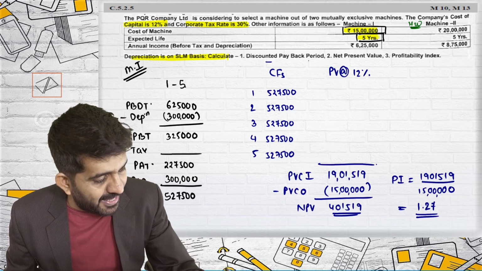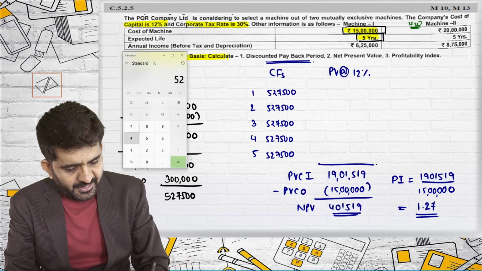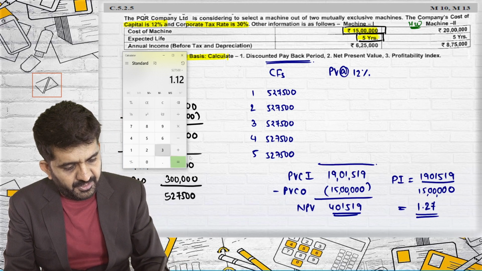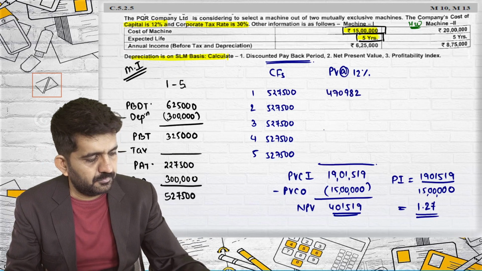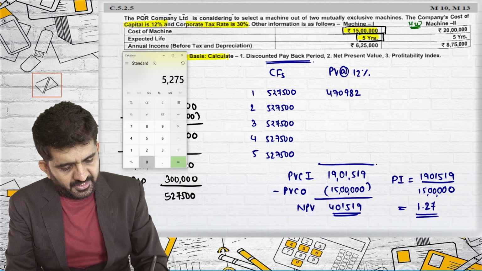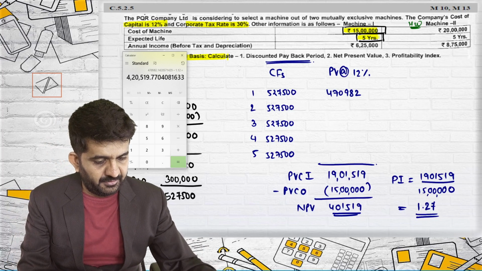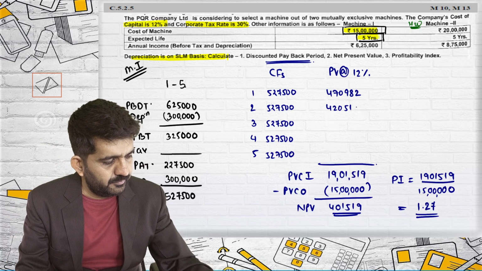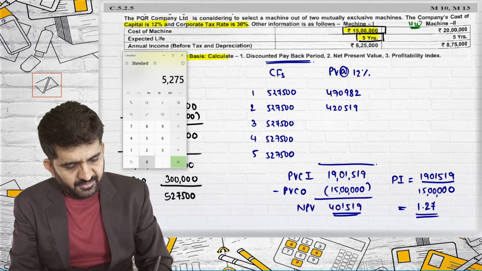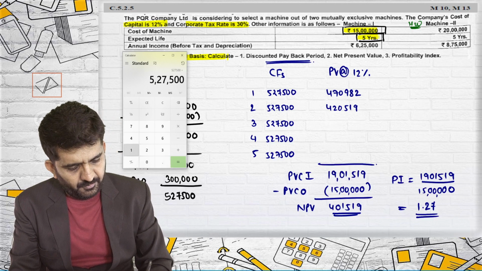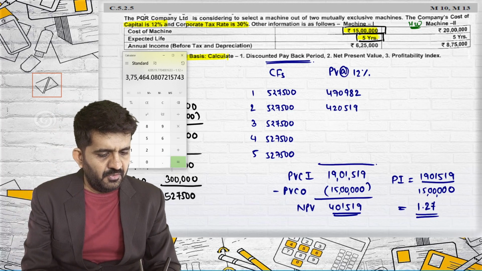The problem is why I require to write down all these 5 years: because I need my discounted payback period, and for discounted payback I want individual figures, and I am finding out individual figures. 527,500 divided by 1.12 will be 470,982. 527,500 divided by 1.12 again is equal to 420,519. 8 lakhs approximately is recovered. 527,500 divided by 1.12 is equal to 375,464.